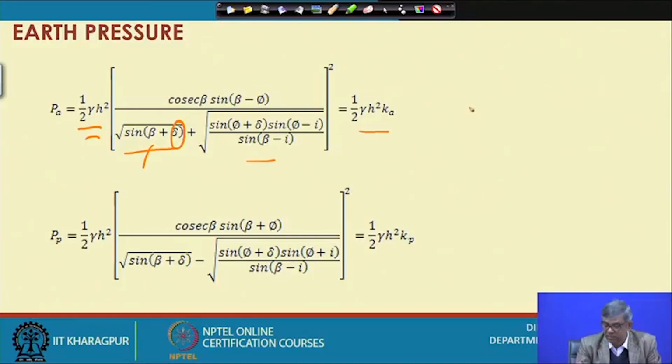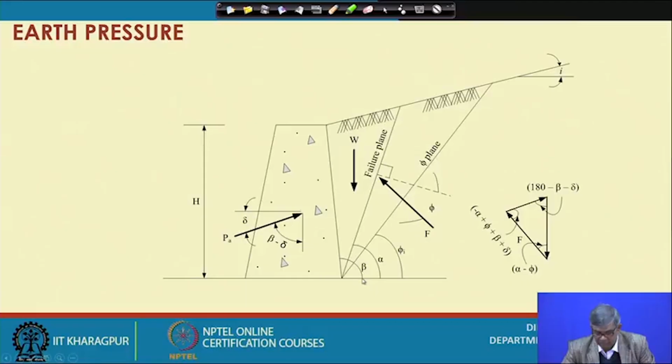So if the backfill is inclined like this, then the surface of the wall is not 90 degrees. So what is the angle from horizontal? It can be 90 degrees or it can be more than 90 degrees. That is shown here perhaps in the previous diagram. I will show you once again. You can see beta is shown from here to here.